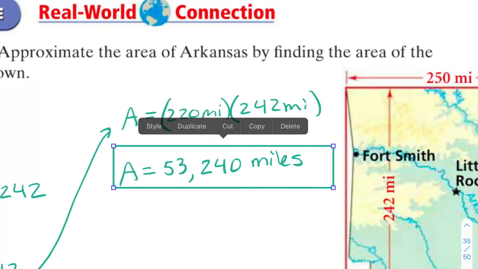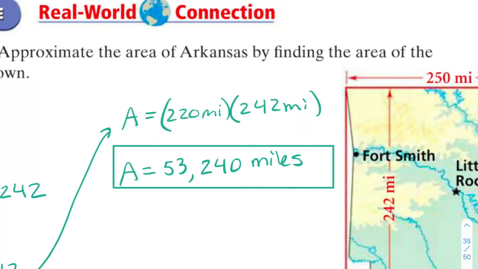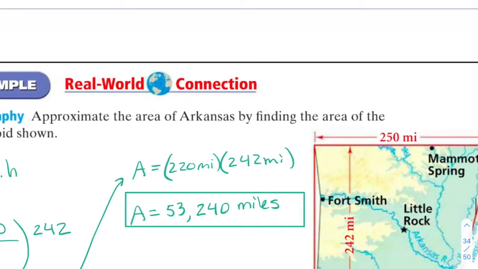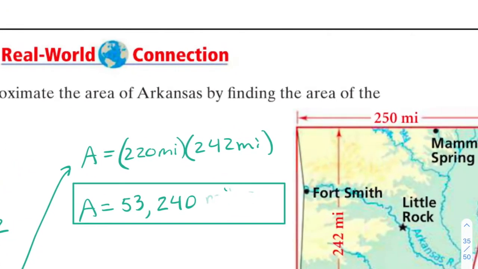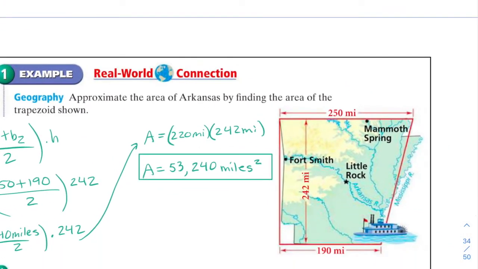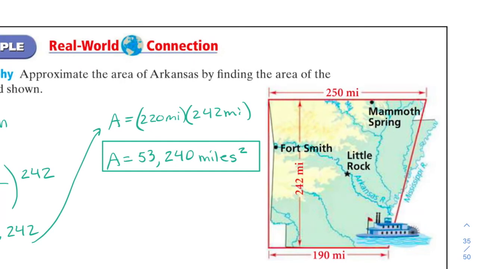That seems like a lot, but we're talking entire state. So yeah, square miles. Oh, sorry, square miles. I said it, but I didn't write it. So it's about 53,240 square miles. Obviously not perfect, but we can approximate that.